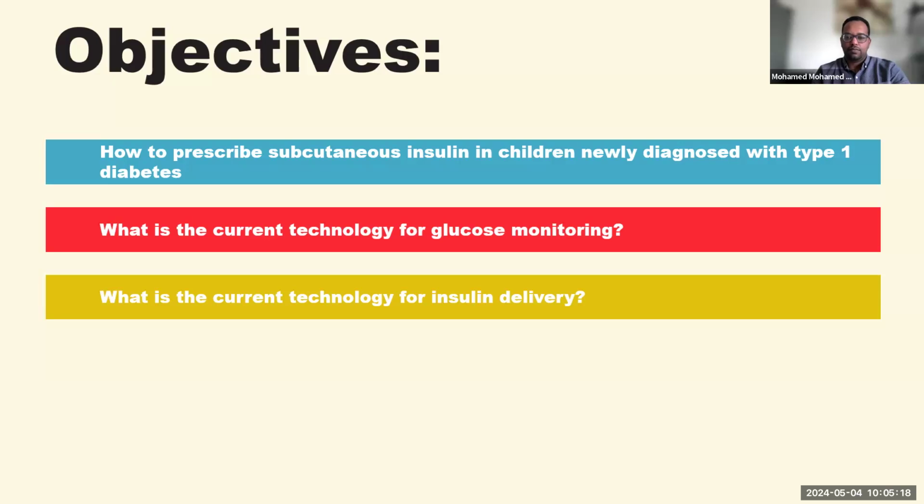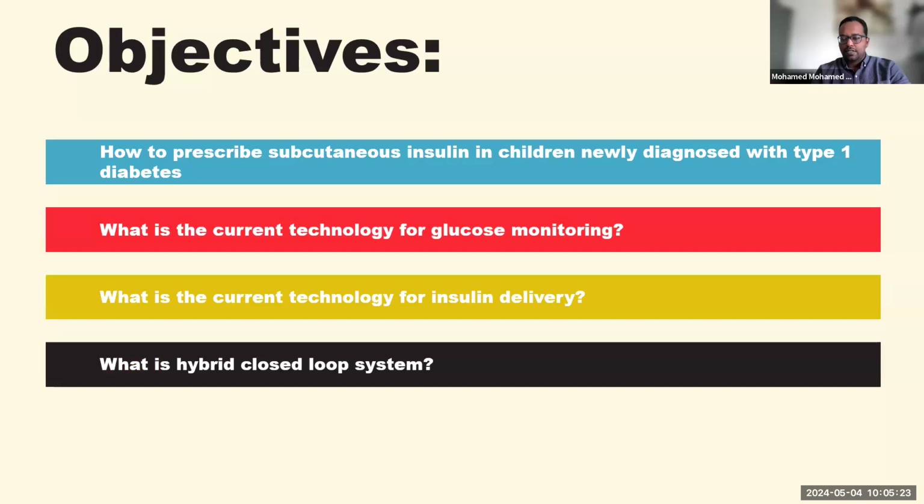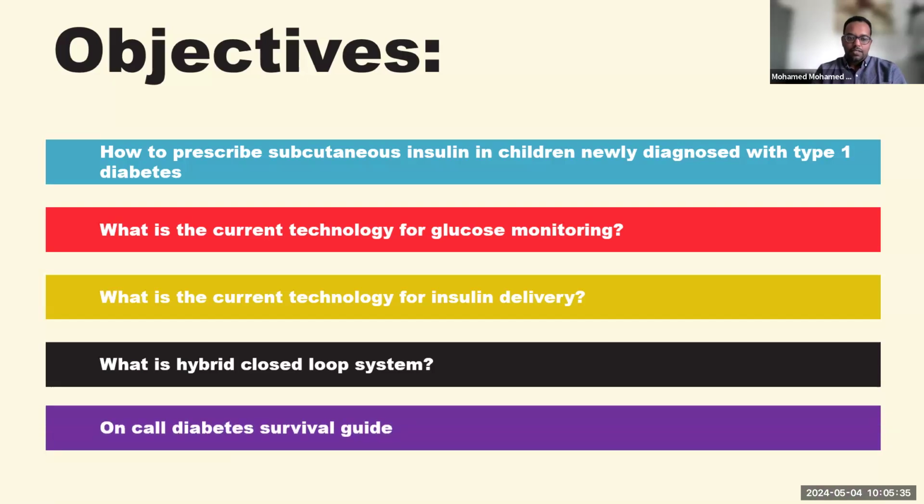And combining those two pieces of information and knowledge, hopefully we'll have a better understanding of how closed loop systems work and how we can use the information to help children with diabetes have a near normal life and to prevent the long-term complications of having diabetes. At the end, we'll go through a few scenarios that hopefully will work as a survival guide when you're on call and you are confronted with a concern or health issue related to type 1 diabetes in children.